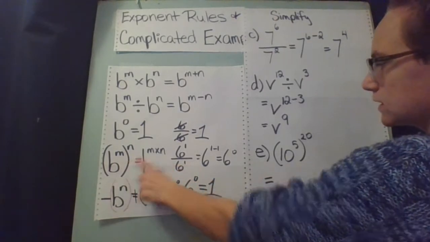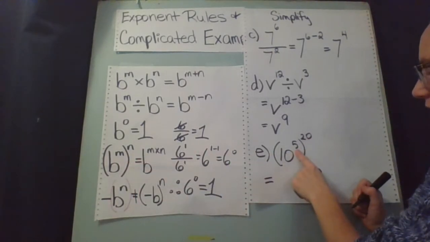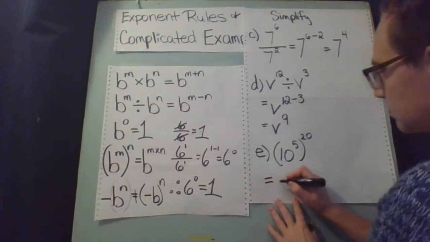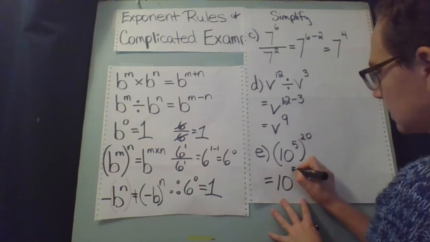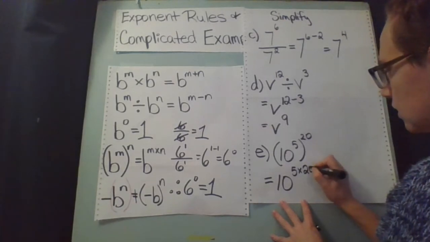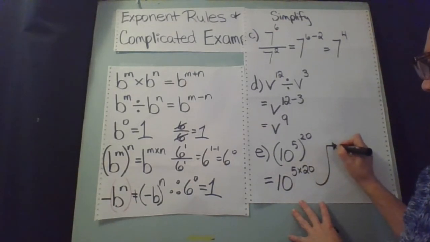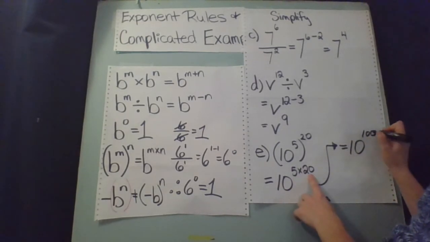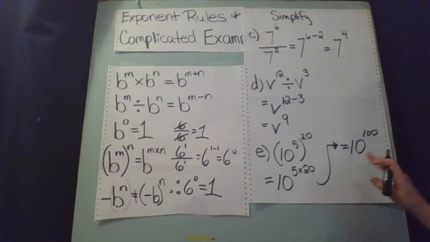Well, my rule says that when I have an exponent outside of another exponent, I got my brackets, I got this guy happening, I'm going to multiply my exponents. So that gives me 10 to the exponent 5 times 20, which means that's going to equal 10 to the exponent 100. Yeah, that's not fitting in your calculator.